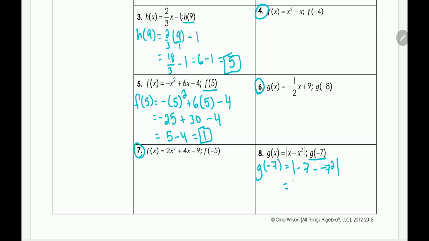If we evaluate what's inside of the absolute value symbols, we have negative 7 minus negative 7 squared is going to be positive 49. And negative 7 minus 49 is going to be negative 56. And finally, the absolute value of negative 56 is 56. That's our answer for number 8. Let's move on to the next page.